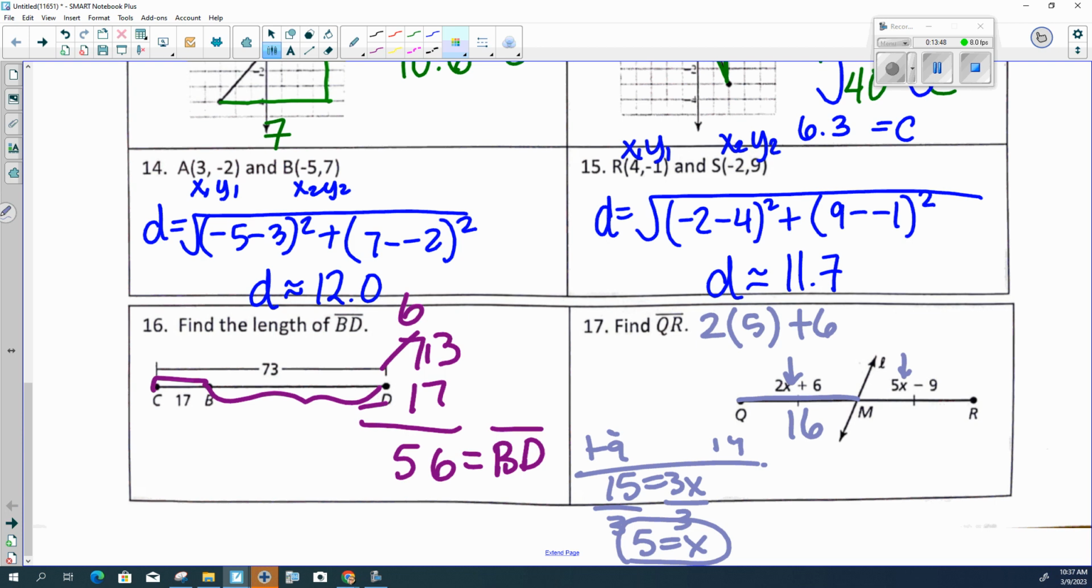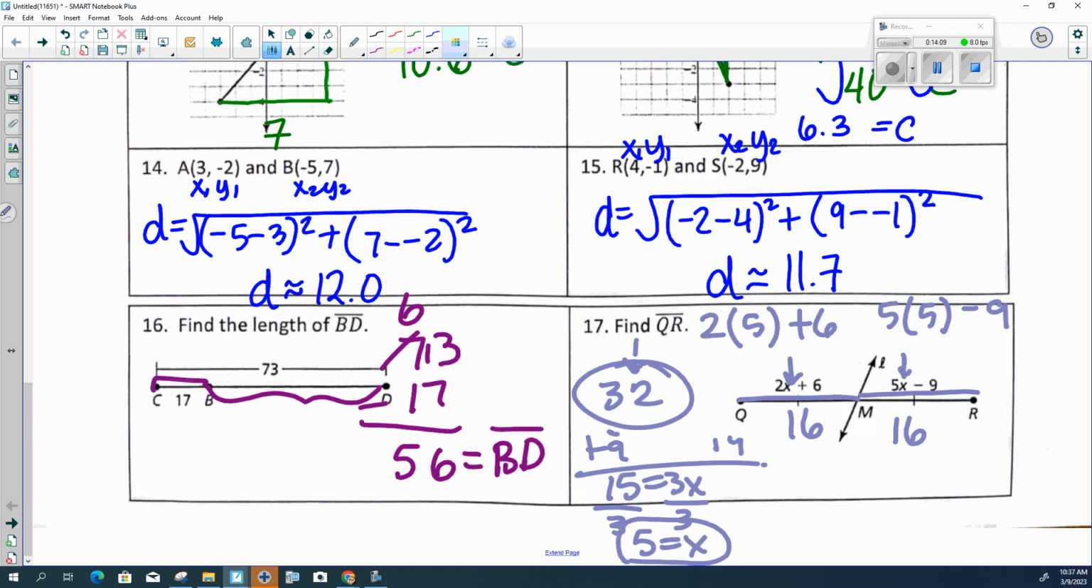So a couple different ways to think about it. Once again, these little dashes mean equal. If you don't remember that, you could plug your 5 into the second expression, and 25 minus 9 is also 16. So at the end of the day, find QR. It is 32 units. That's the answer that it's wanting.